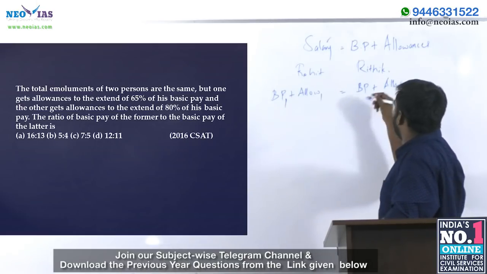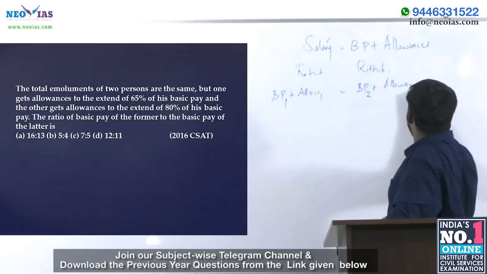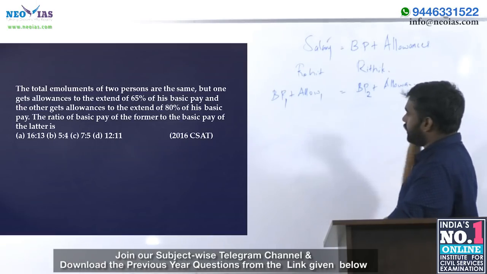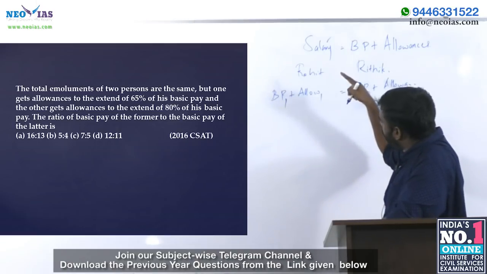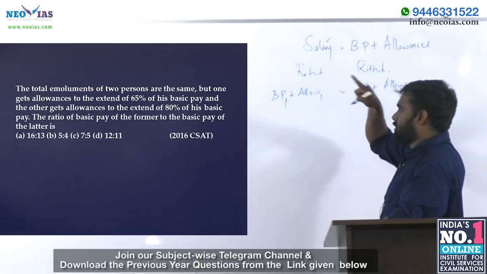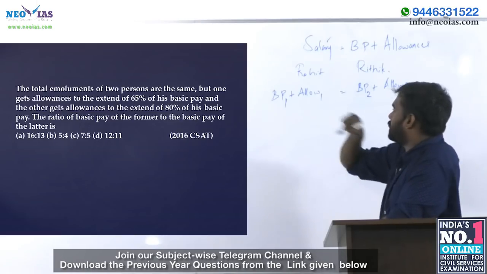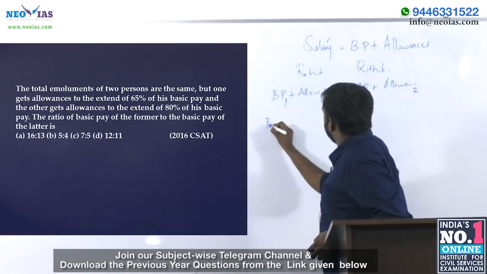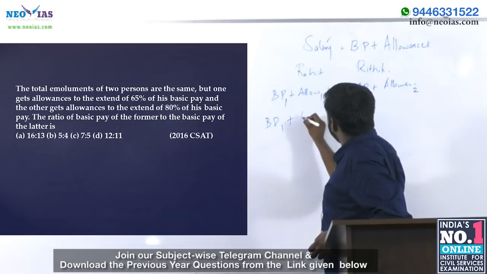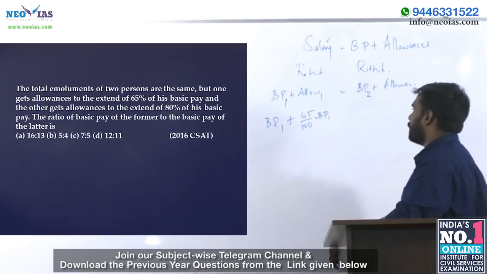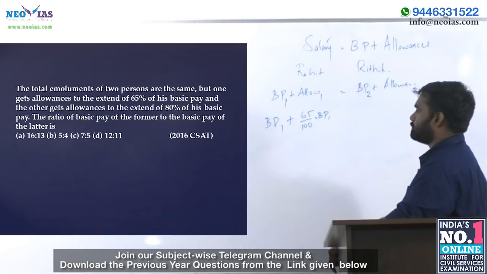This together is equal to basic pay of Ritik and allowances of Ritik all together. So this is the condition, and they are telling you one way to calculate this allowance. How? Allowances to the extent of 65% of basic pay, isn't it? Basic pay plus allowance is 65% of basic pay, isn't it? This is the first case.